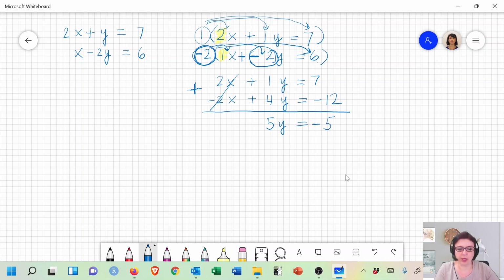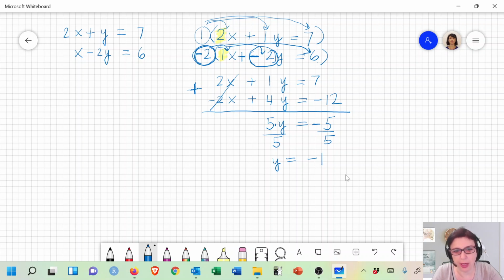Okay, to finally solve this for y, you want to remember that the default operation between 5 and y is a multiplication. So to undo it, we're going to divide by 5. And so it'll be y equals negative 1. Okay, so we've got y equals negative 1, but in order to solve a system, you also have to get x.